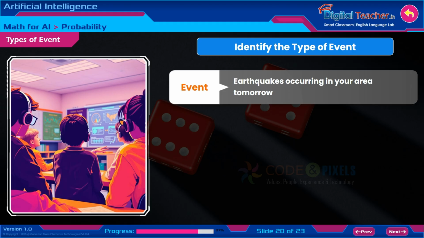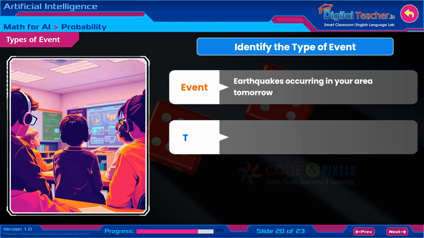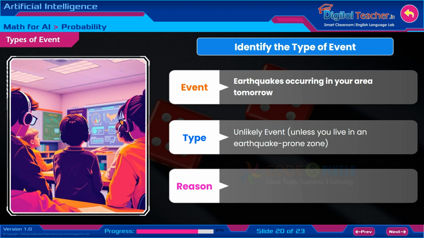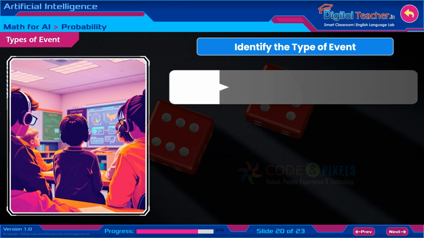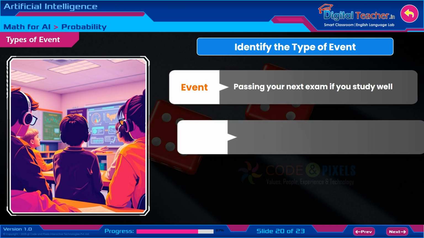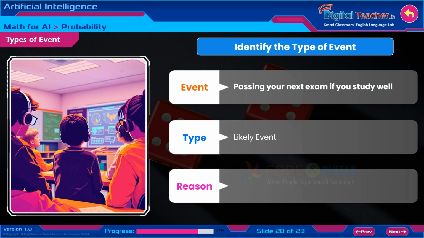Earthquakes occurring in your area tomorrow. Type. Unlikely event. Reason. Earthquakes are rare and unpredictable, so the chance is usually low. Passing your next exam if you study well. Type: likely event. Reason: studying increases the chance of passing, so it is more likely than not.